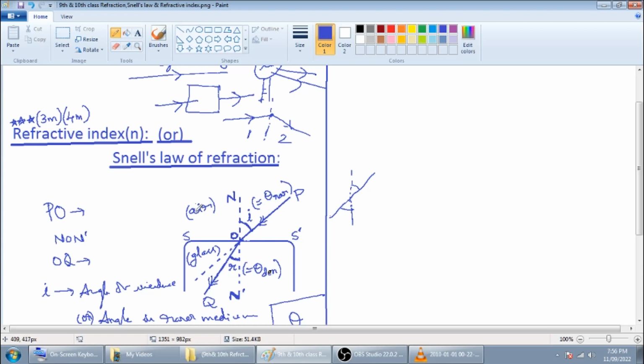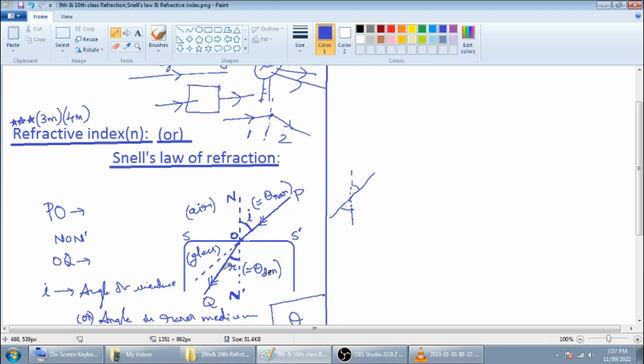Velocity of light in air or vacuum is 3 into 10 power 8 meters per second. 3 into 10 power 8 meters per second. This velocity of light in air has a fixed value. Like that in glass, its value is 2 into 10 power 8 meters per second. Velocity of light in glass, a denser medium, is found to be lesser. Light travels at a lesser speed or lesser velocity.